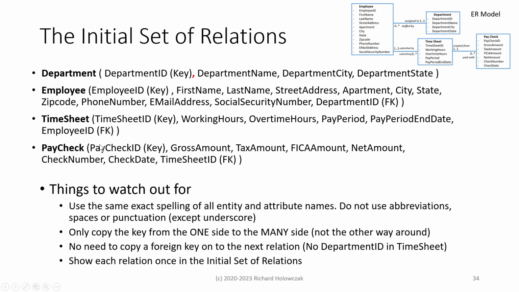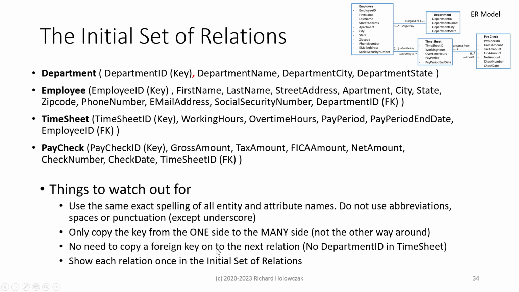Some things to watch out for. Make sure we use the exact same spelling of all entity and attribute names. Don't use abbreviations, spaces, or punctuation, except sometimes we use the underscore, but aside from that, no abbreviations, spaces, or punctuation. We're only going to copy the key from the one side over to the many side, not the other way around. In other words, we didn't copy employee ID into department, we copied department ID over to employee.